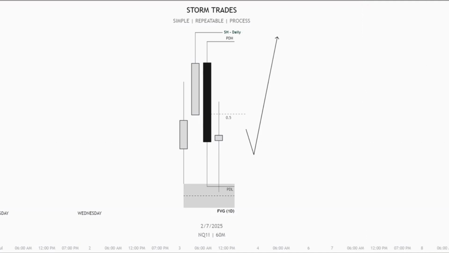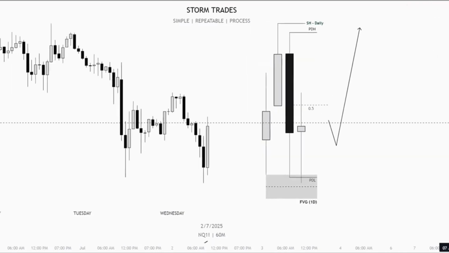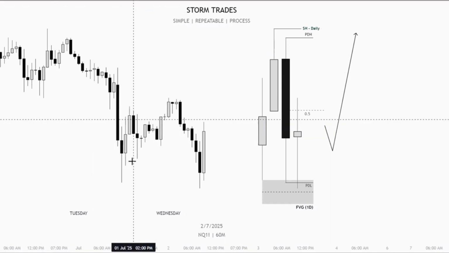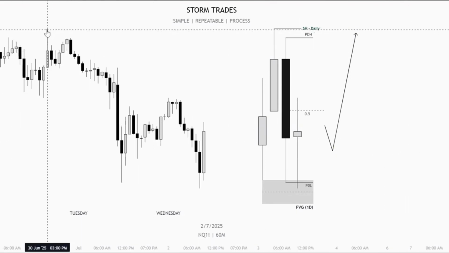All right, now, moving to the hourly. I am looking for sweeps of liquidity, right? External range liquidity. I'm looking for internal range liquidity, and I'm looking for market structure, right? And so where is market structure from earlier in the week?